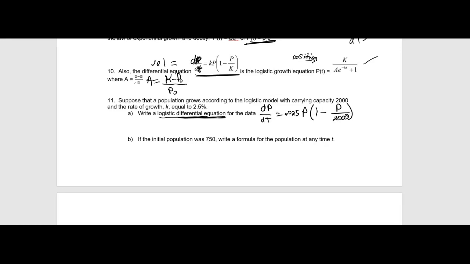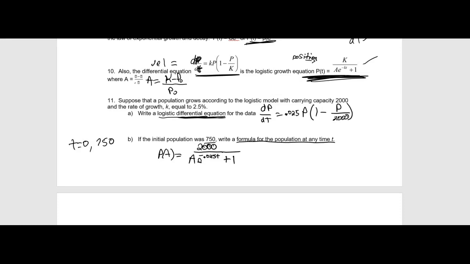B, the initial population is 750, so that means at the time of 0, our initial population was 750. Write a formula for the population at any time. That is this version. So now we would say my population at any time would be the carrying capacity, which we know is 2,000. We don't know A just yet. We're going to figure that out in a minute. E to a negative kt, so the little k we know, plus a 1.